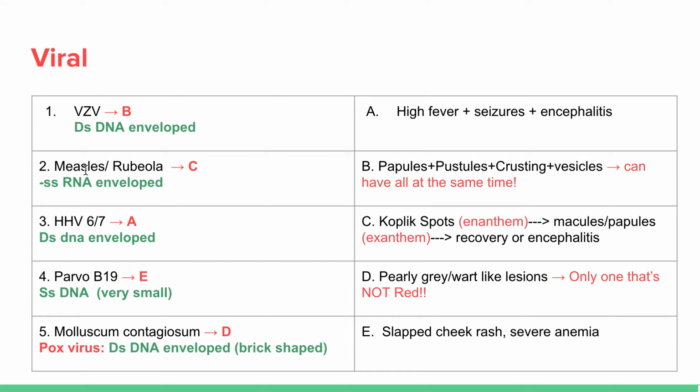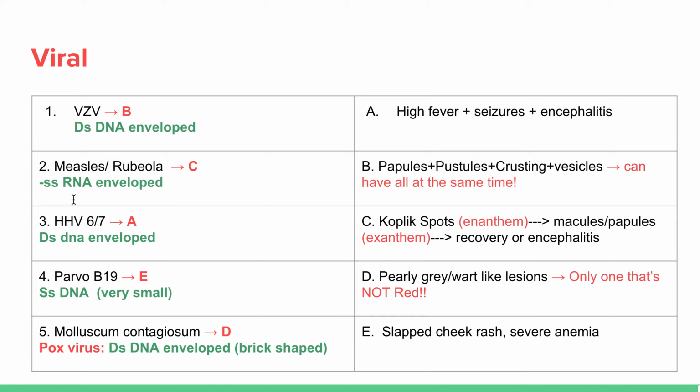Okay, and then number 2 is your measles, rubeola. Measles is a negative single-stranded RNA enveloped virus. And what we see with measles is something very interesting. We see Koplik spots, which are enanthems. They're in the oral mucosa. They start out as just little spots in the oral mucosa and then spread out on the skin. So we start with enanthem, and then we spread out to the skin as macules and papules called exanthem. And then eventually either you recover or you can also progress to encephalitis.